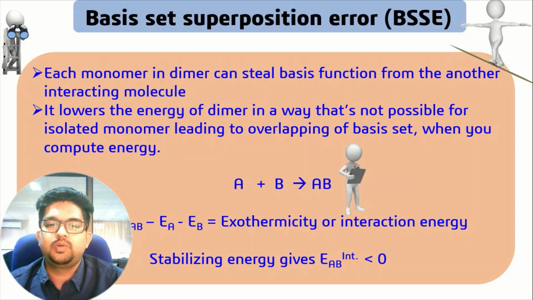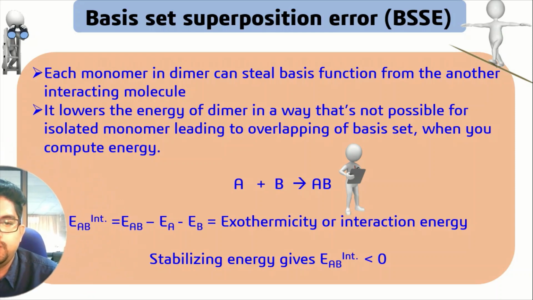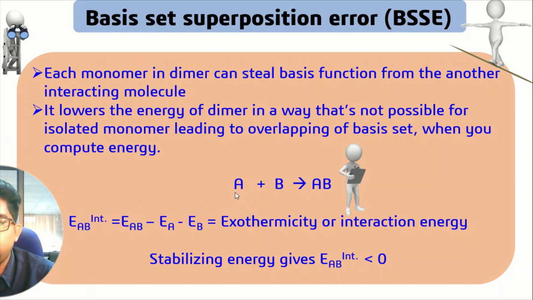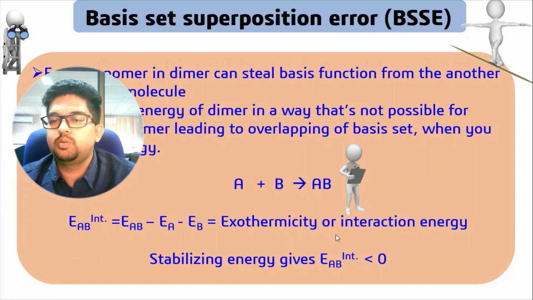And because of this, the energy gets affected, and you are not getting the correct energy of the system. Suppose you have molecules A plus B, this AB molecule. The interaction energy of this molecule will be the energy of AB minus the energy of A and the energy of B. This way you will get the exothermicity, or the interaction energy, of that molecule, right? If the interaction energy is less than zero, we call this stabilizing.